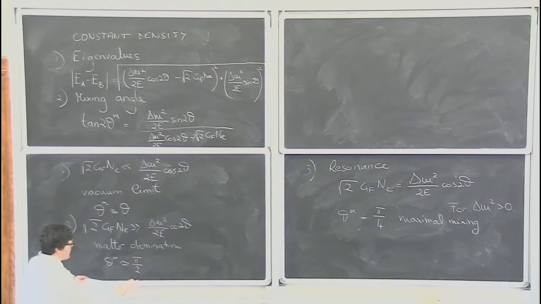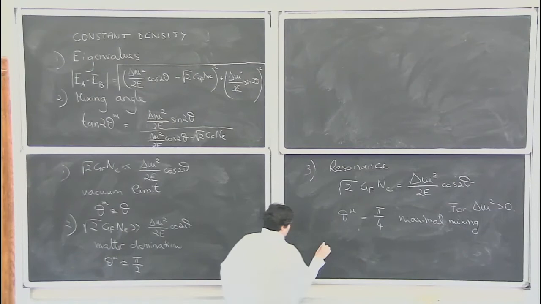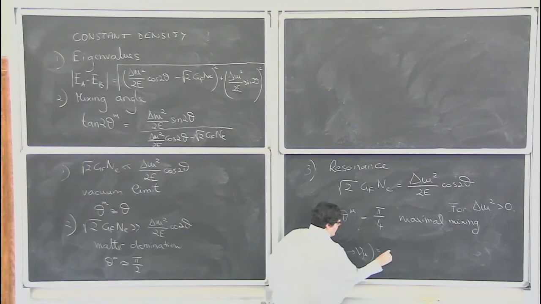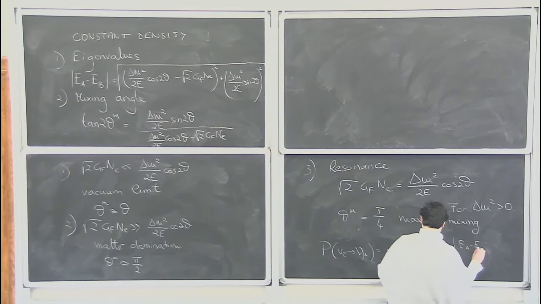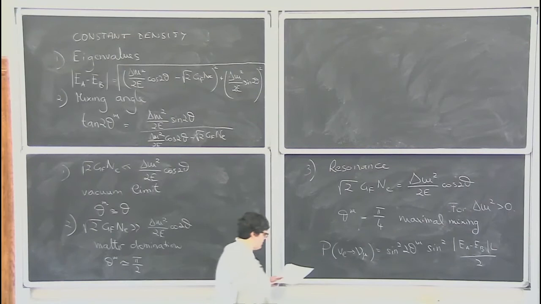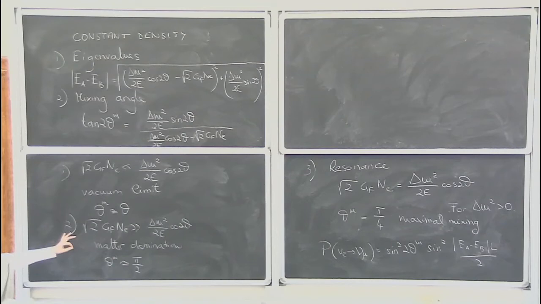And just to complete, as I mentioned a few times already, the probability is then given by sine squared 2 theta_m, and then sine squared of (E_a minus E_b) L divided by 2. I don't derive that result because it is exactly the same thing we did yesterday when we computed the neutrino oscillations in vacuum. The computation is exactly the same, but using theta_m instead of theta and the difference in energies rather than the delta m squared. Okay? So this is the case of neutrino oscillations in matter with a constant density.